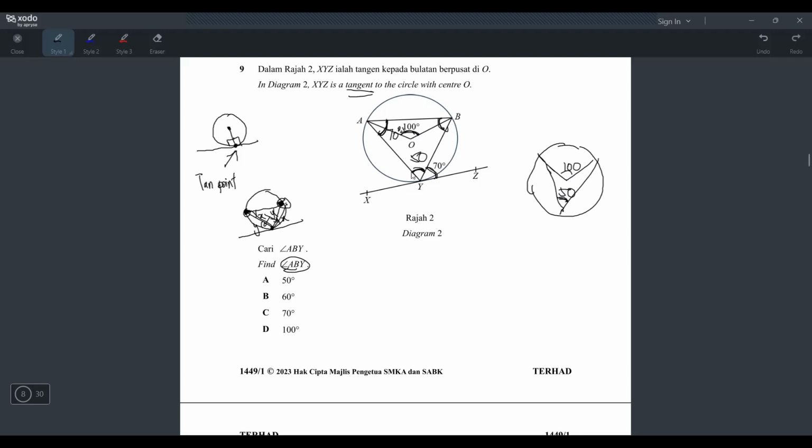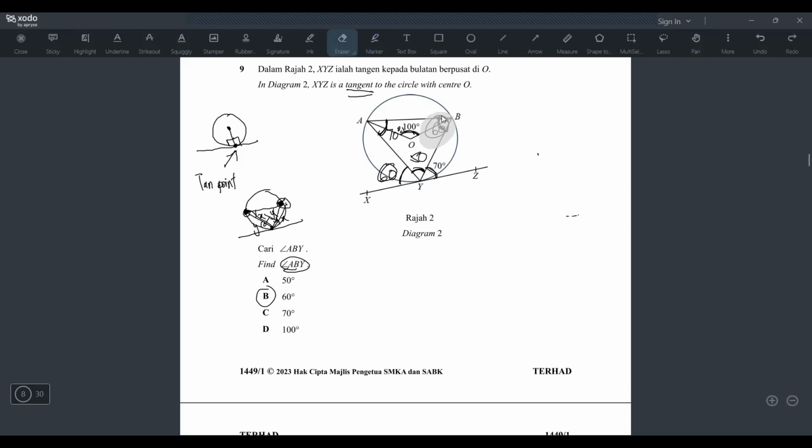So after I get 50 and 70, can I find here? Yes, right. And then after I find here, I will get here already, because this and this is the same, remember? So what I do is 180 minus 50 minus 70. If I press the calculator, I'll get 60. So this is 60. So the answer is B. So this is the slow method lah. But I want to teach you another way to do this.